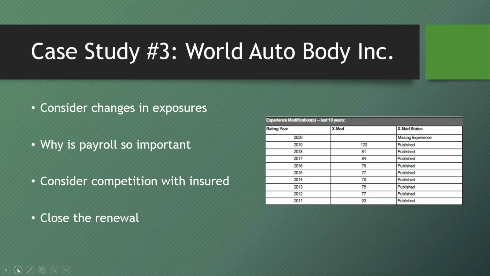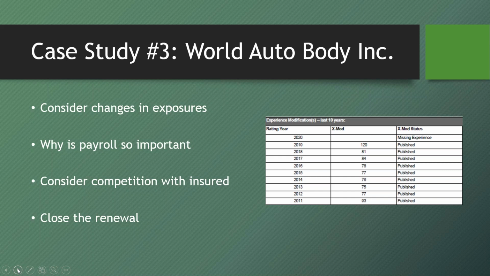So why is payroll so important? Payroll should be accurate throughout the policy period because, as we discussed, the insured will be audited after that policy expires. And if their payroll is much lower during the policy period than their actual exposure, then they're going to end up receiving a large bill when it comes to the audit. So that's something to keep in mind.